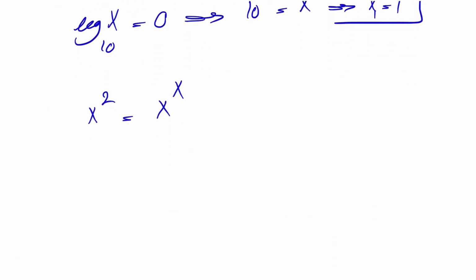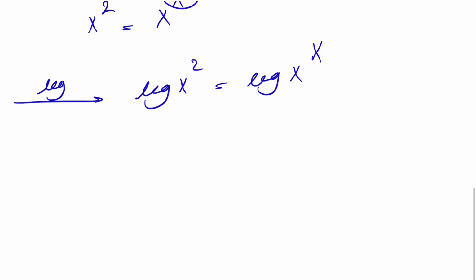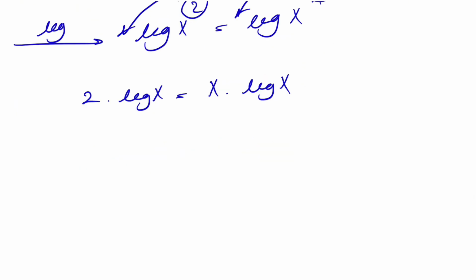So here we can again see the x in the exponent. We can again take the log on each side, and have log of x squared is equal to log of x to the x. The 2 and the x can go in front of the log, so 2 times log of x is equal to x times log of x. And we can bring everything to the left side of the equation. So 2 times log of x minus x log of x is equal to 0.